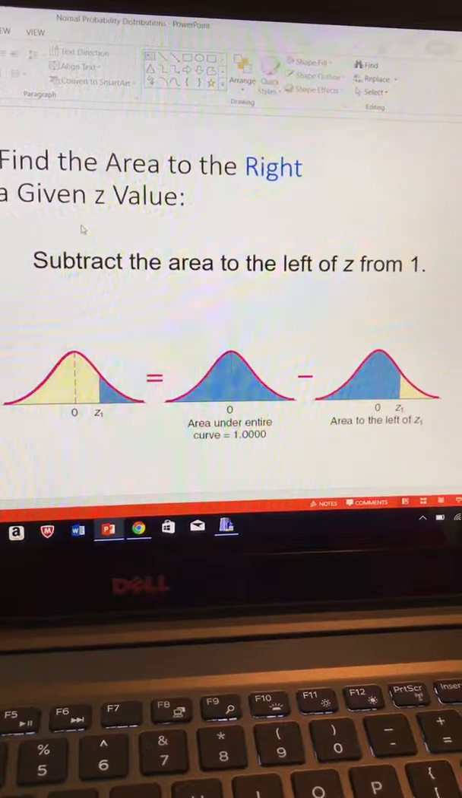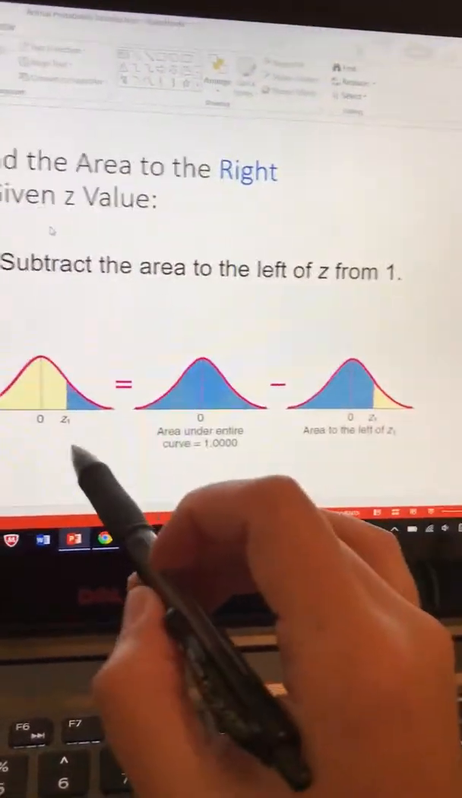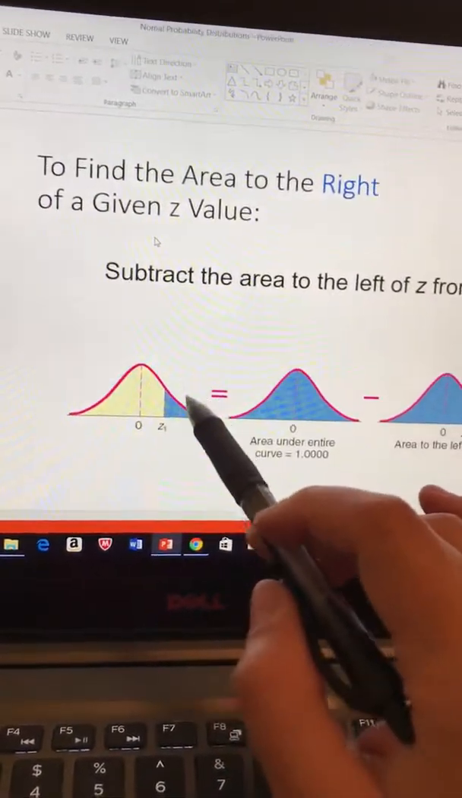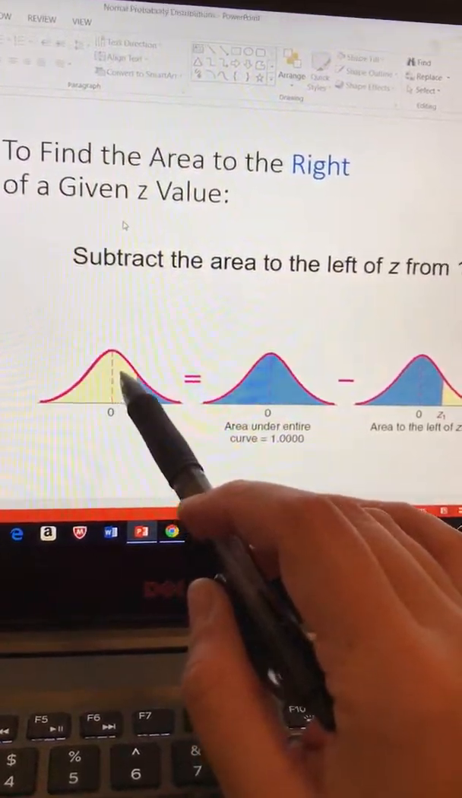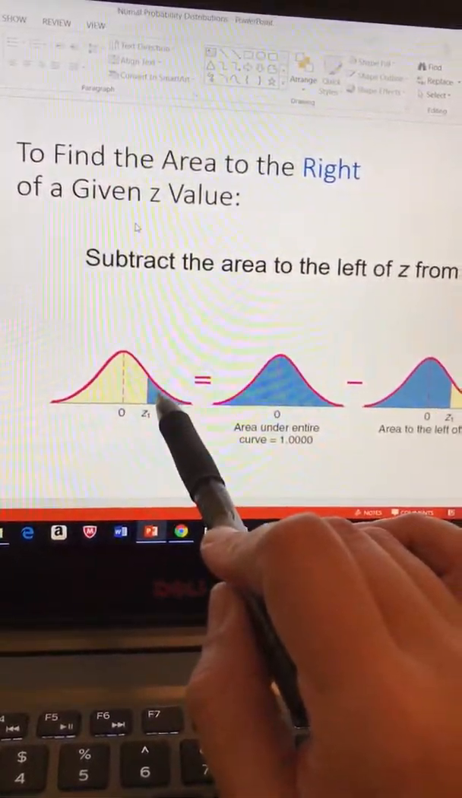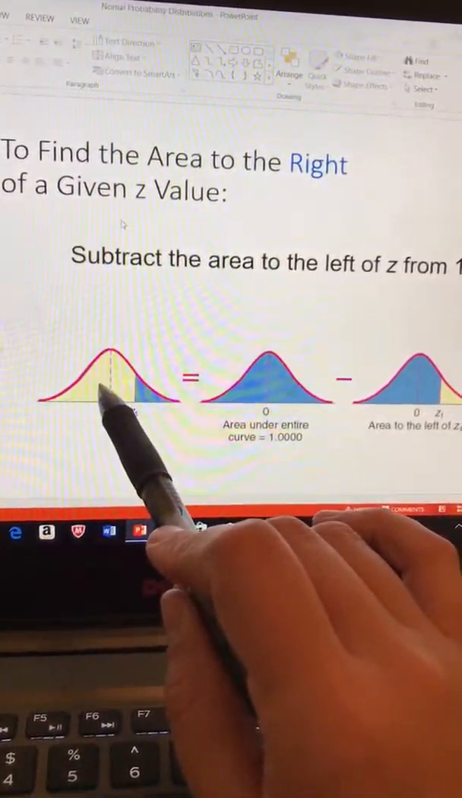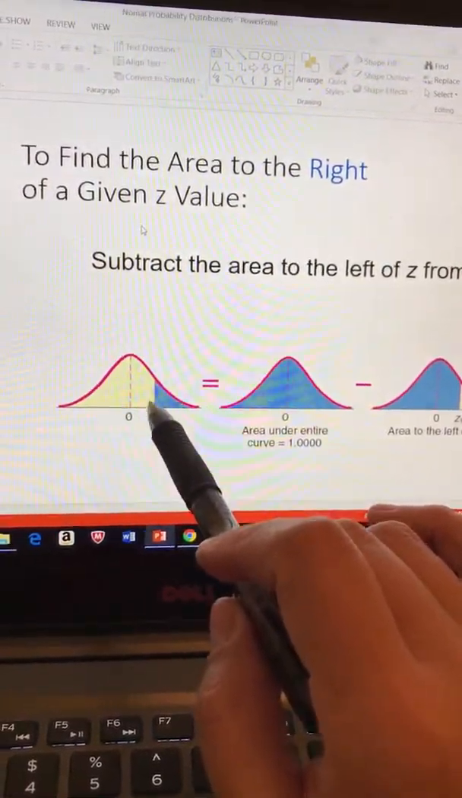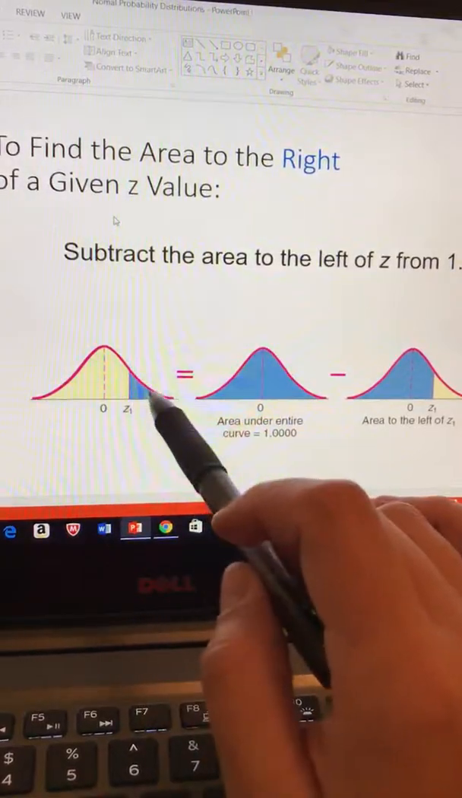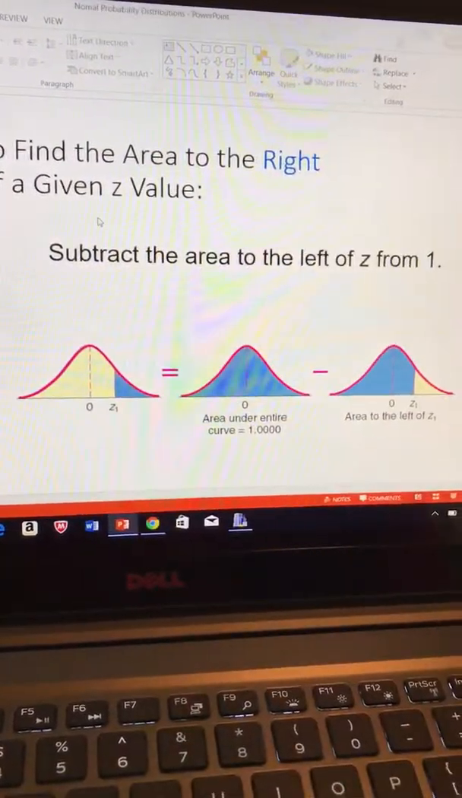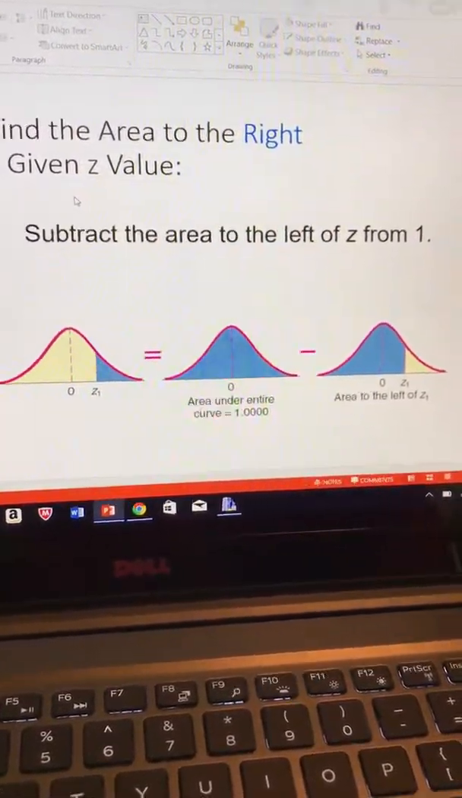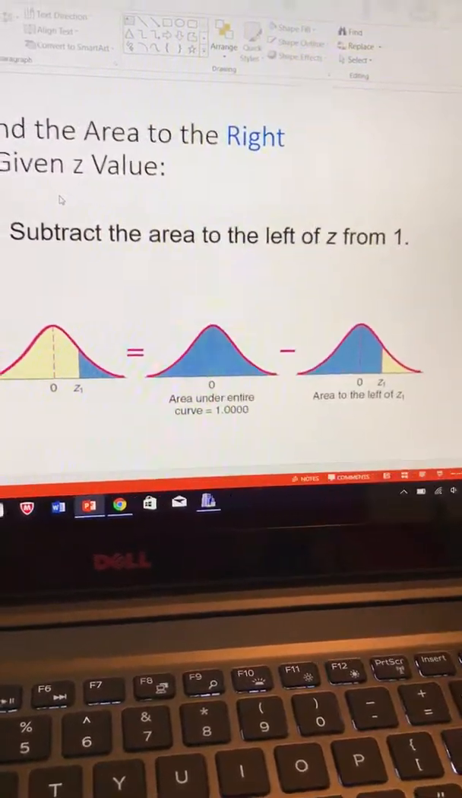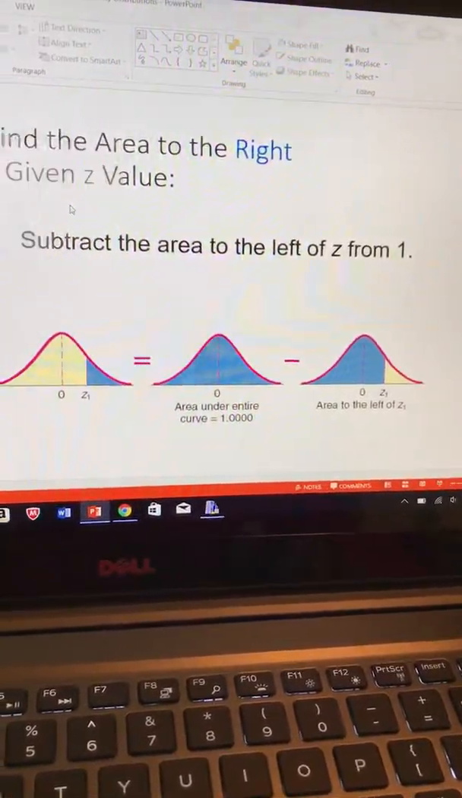If you want to find the area to the right, so one like this, the total area under your standard normal curve is 1. So the table only gives you the areas to the left. So if you want to know what's to the right, you take 1 minus, so take the whole area minus whatever's to the left. So 1 minus the value from the table gives you the area to the right, sorry.